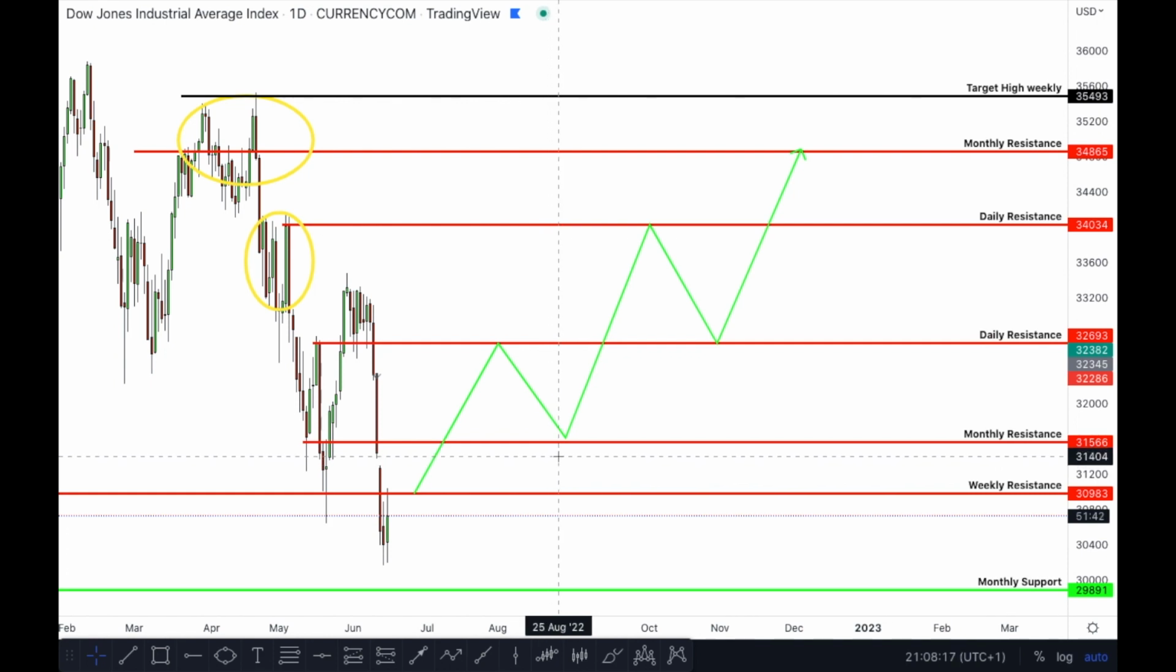And then all you're looking to do from that is get yourself an entry from one of these higher lows. These are not the exact levels that it might reject off of, but they are an idea.